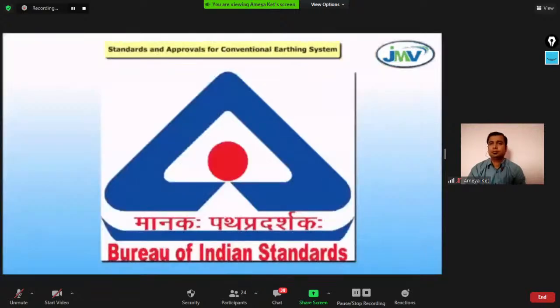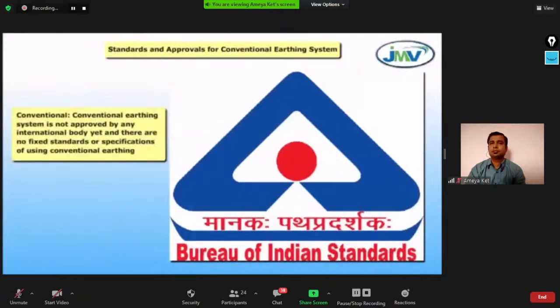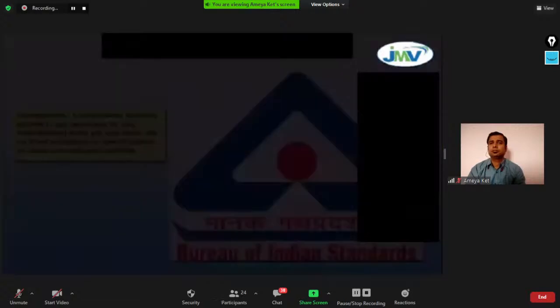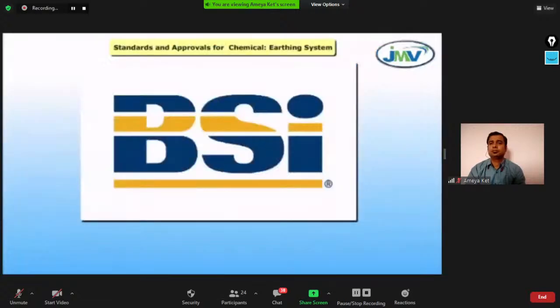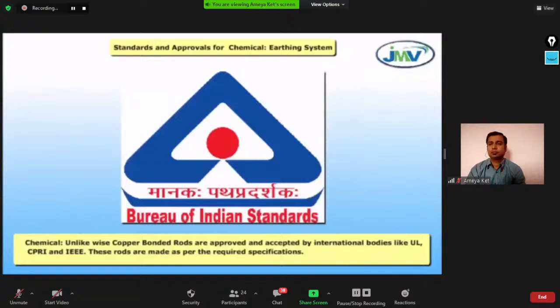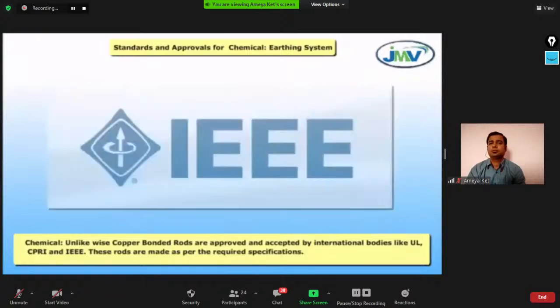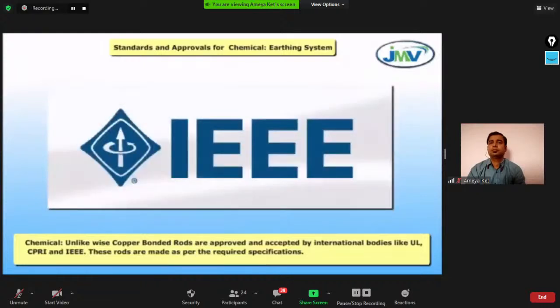Standards and approvals for conventional earthing system. Conventional earthing system is not approved by any international body yet, and there are no fixed standards or specifications of using conventional earthing. Standards and approvals for chemical earthing system. Copper-bonded rods are approved and accepted by international bodies like UL, CPRI and IEEE. These rods are made as per the required specifications.